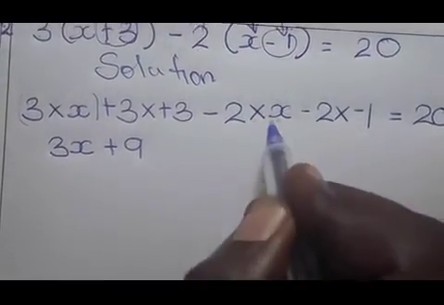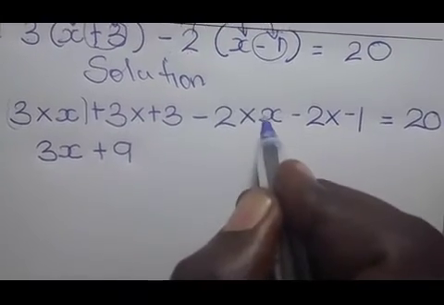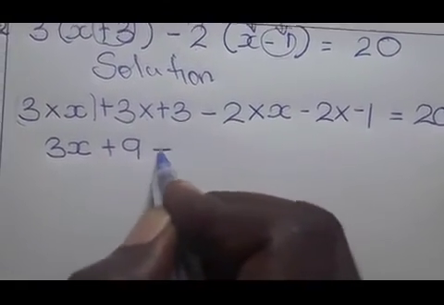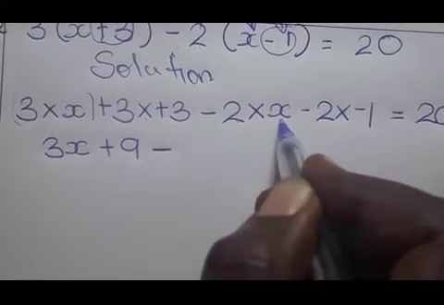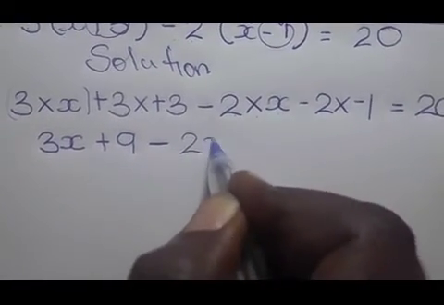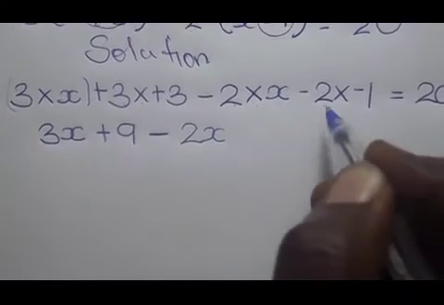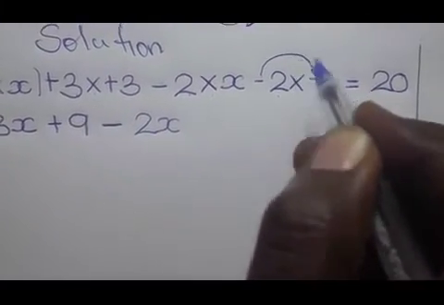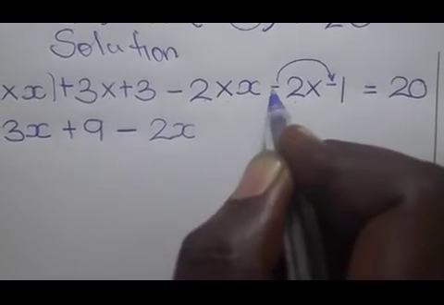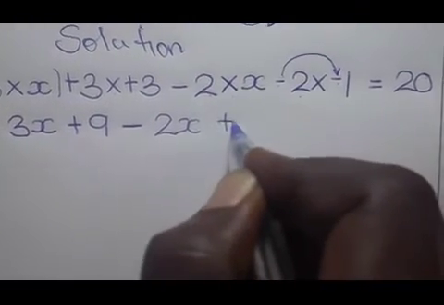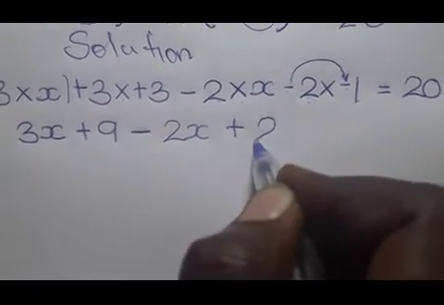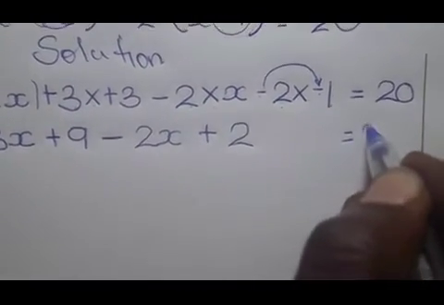Now we come to this. Negative times this positive before the x. It is a negative. Now 2 times x. We get 2x. Now we go to this. Negative times negative. What do we get? You remember, we said negative times negative is positive. Now 2 times 1, it is a 2, equals 20.